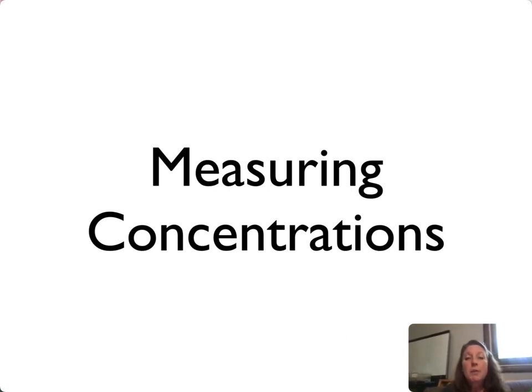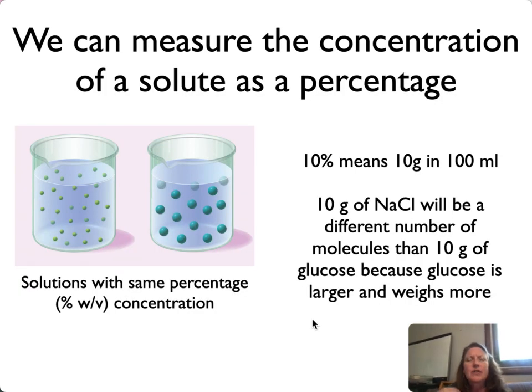Okay, before we move on to the next topic, we need to take a moment and talk about how we measure concentrations in science and biology. Now, there are two ways. The one that's sort of easier for most of us to wrap our head around is called a percentage concentration. Percentage means that it's out of 100 per cent. Cent is 100, like 100 pennies in a dollar.